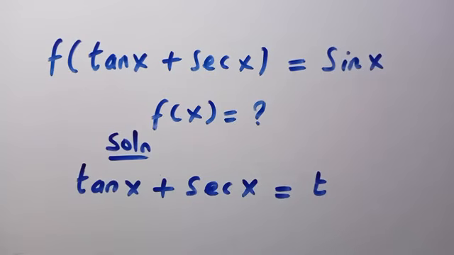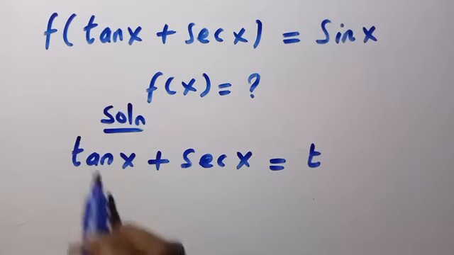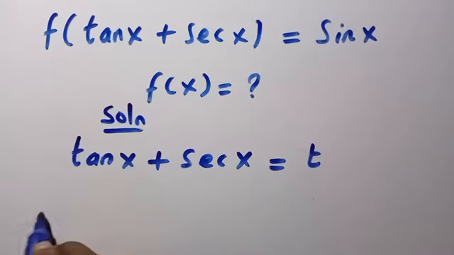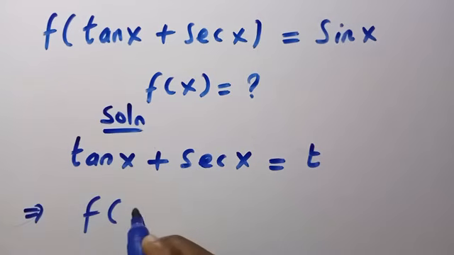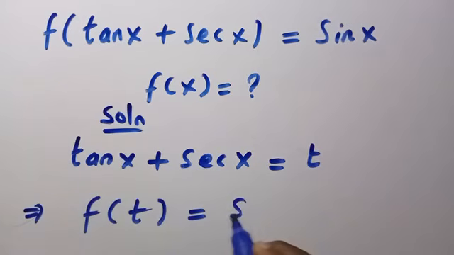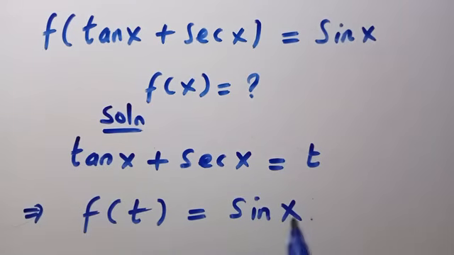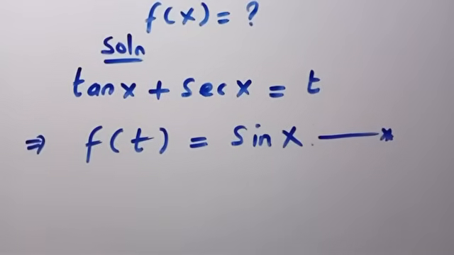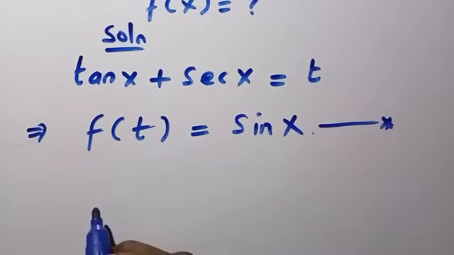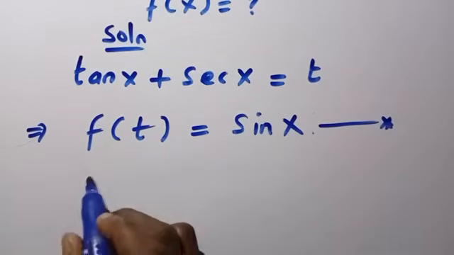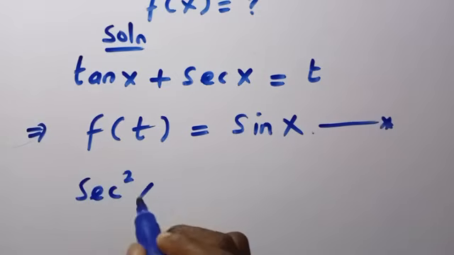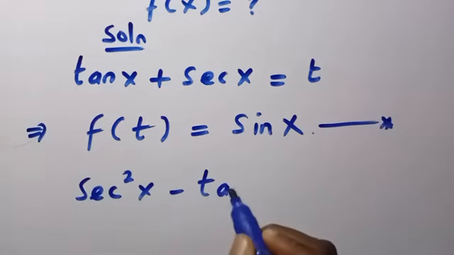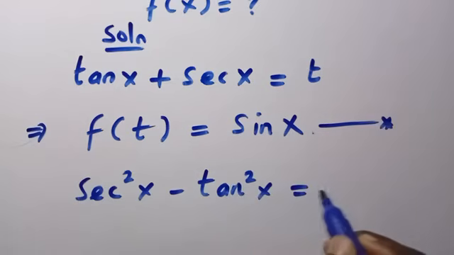So by letting this be t, it covers the whole domain of the original function. Since we have let that be t, the function becomes f of t equals sine x. But looking at what we have here and what we have here, they are two different things. Let's start with this first. Then we recall the identity: sec square x minus tan square x equals 1.